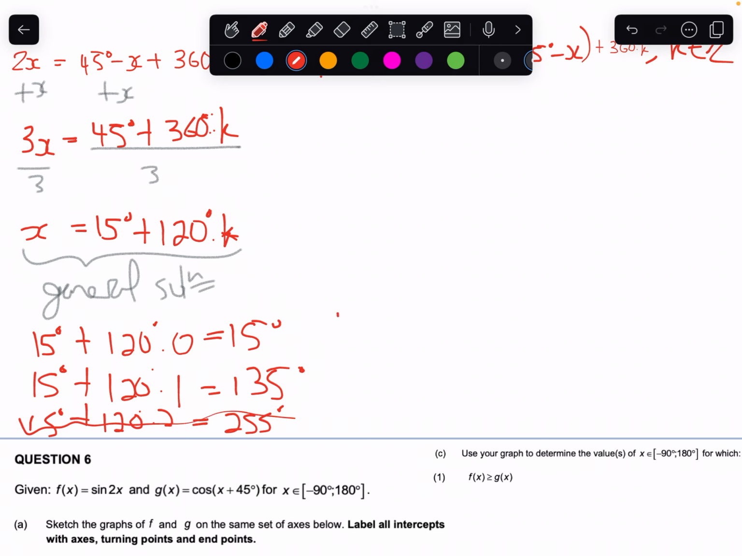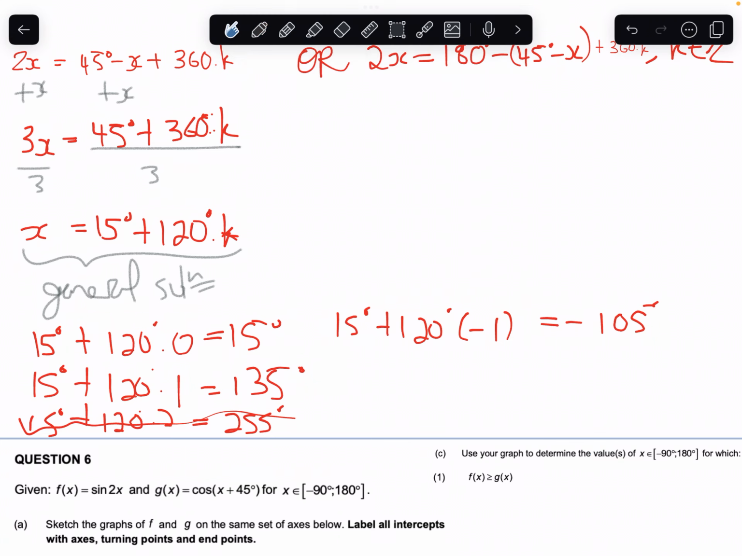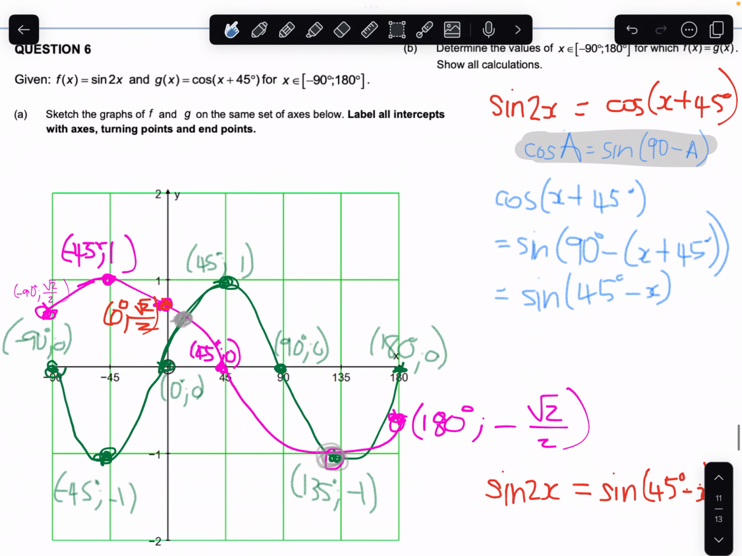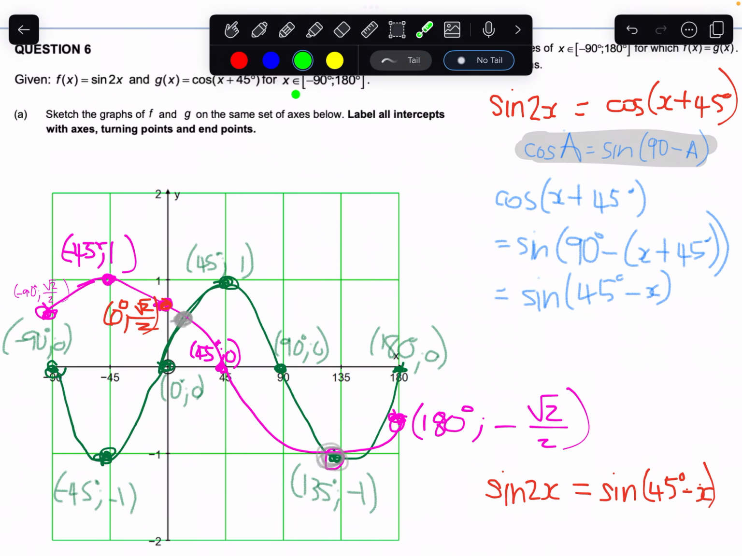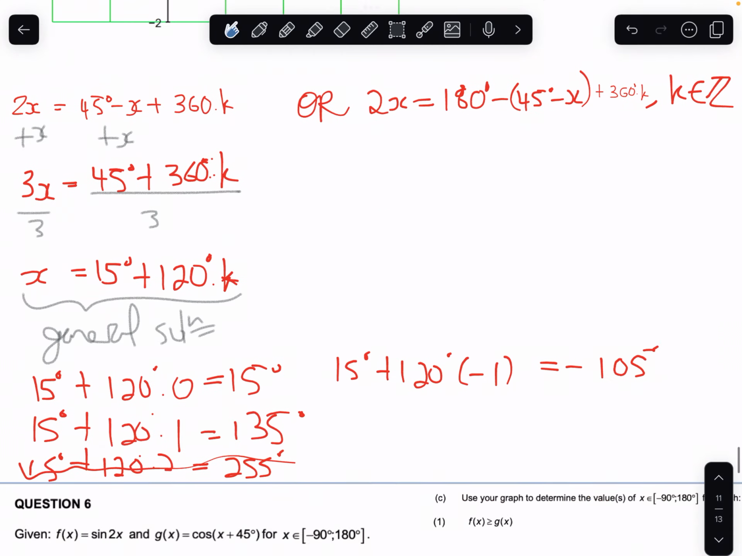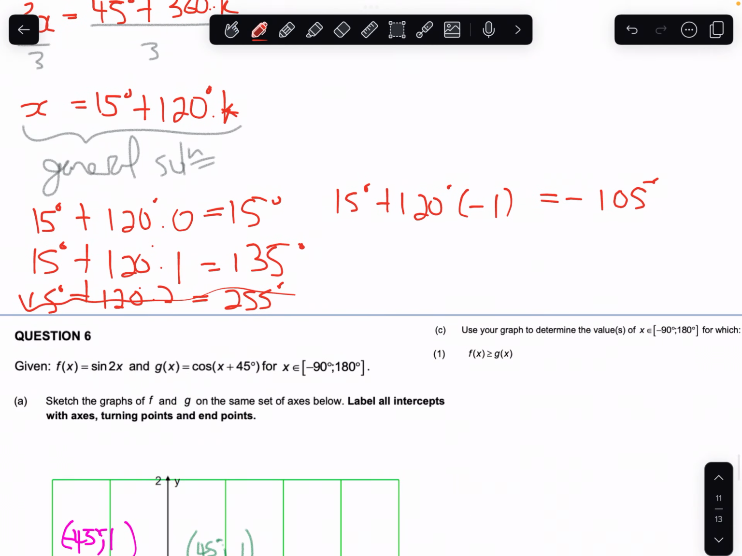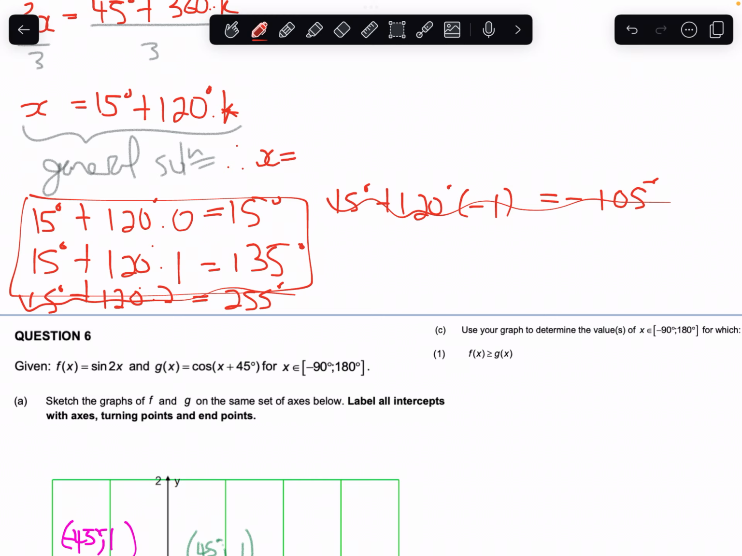Then if we look at 15 degrees plus 120 times minus 1, right? So 15 minus 120, that'll be negative 105, which is also outside of the domain we're looking at, right? It's smaller than negative 90. So this is not it either. It's too small. So these are the two solutions that we get out of this solution, right? So therefore x is 15 degrees or x is 135 degrees.